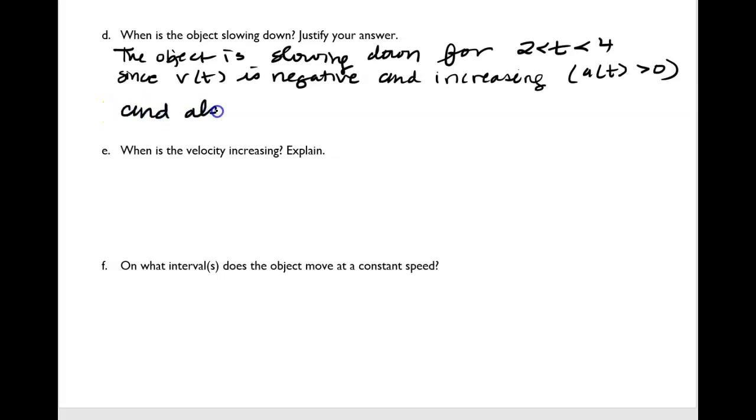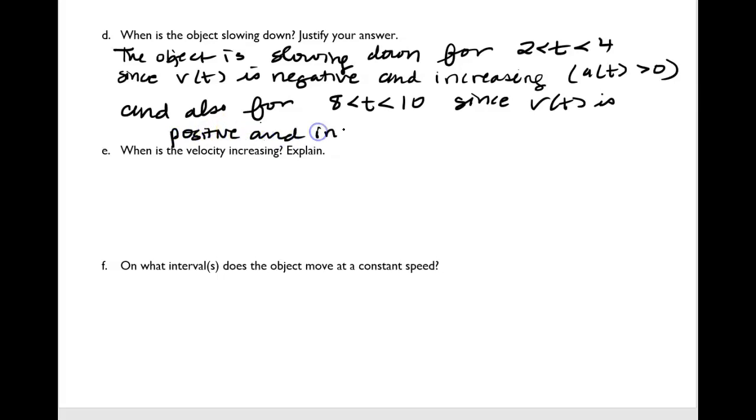And also for t between 8 and 10, since v of t is positive and decreasing. Sorry, I keep messing this up. That's what happens when I don't have the graph right in front of me. So a of t is less than 0.